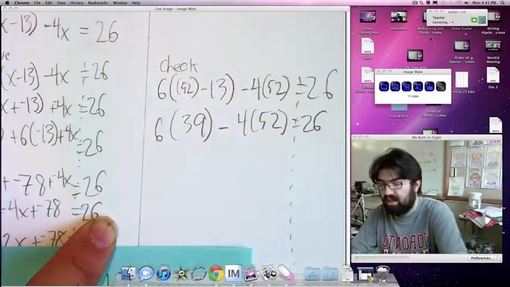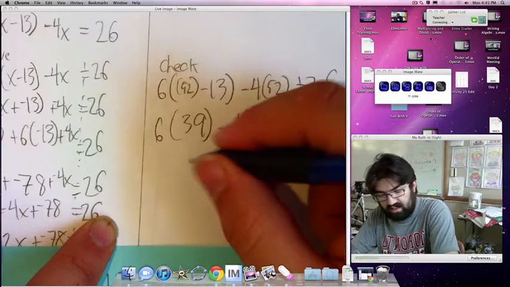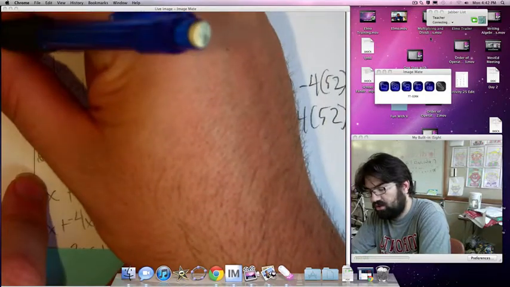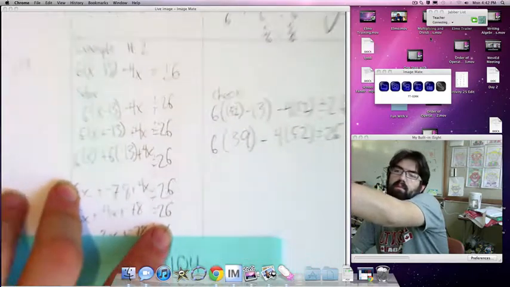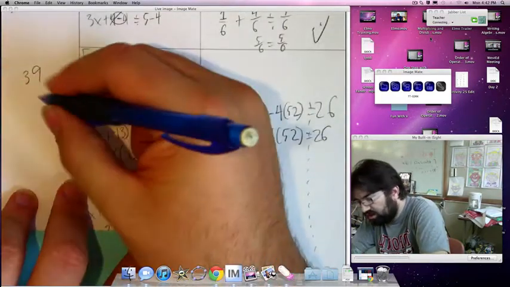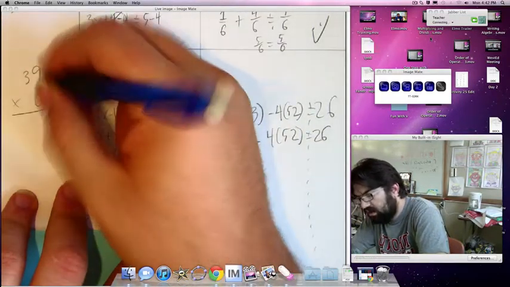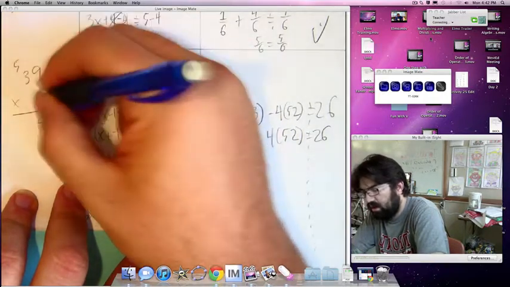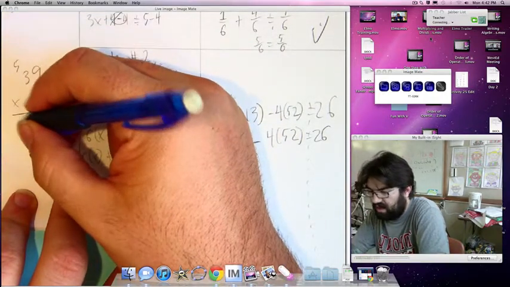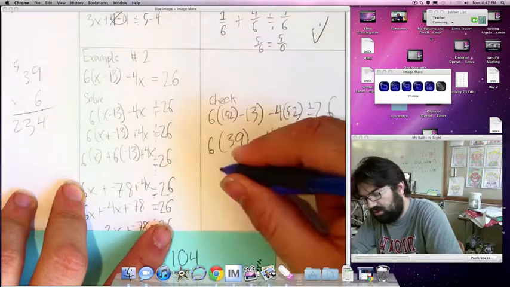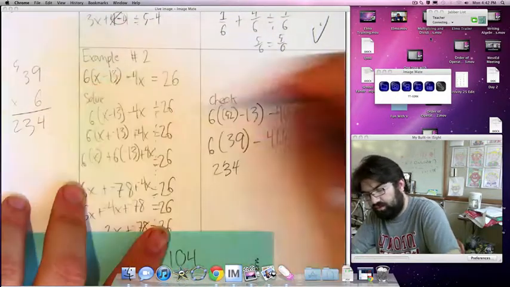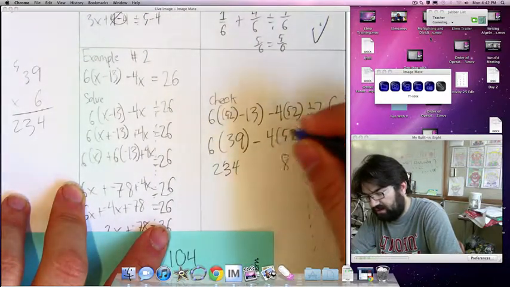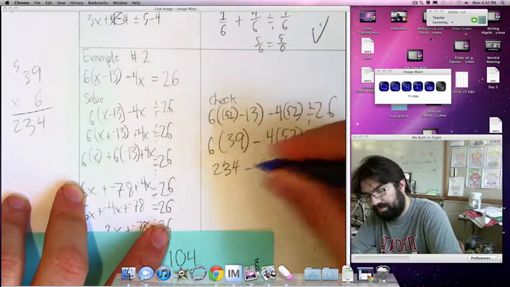All right, let's multiply. 6 times 39, let's just do it longhand over here. 6 times 9 is 54, carry 5. 6 times 3 is 18, plus 5 is 23. So we have 234. 4 times 52, 4 times 2 is 8, 4 times 5 is 20, so that's 208.